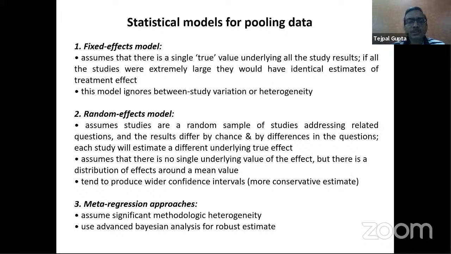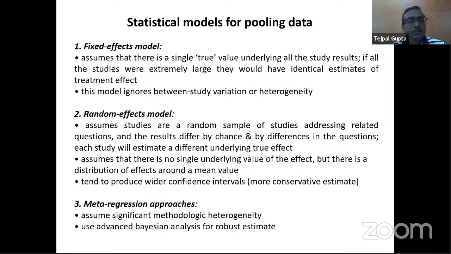What are some of the statistical models that are available for pooling data? The first and the commonly used model is the fixed effects model, which assumes that there is a single true value underlying all the study results. If all the studies are extremely large, they would have identical estimates of the treatment effect. This fixed effect model actually ignores the between study variation or heterogeneity.